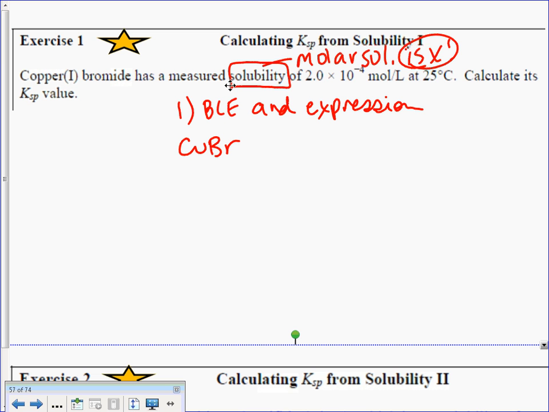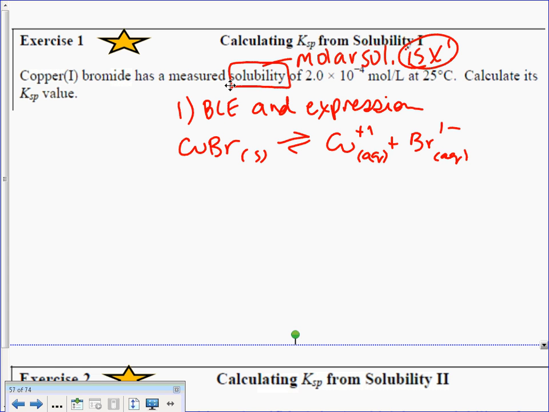CuBr, solid. Okay, I need you to write your states of matter here. It equilibrates in water to Cu1 plus and Br1 minus. And leave yourself space underneath it because you might want to use your BCE as the beginning of your ICE box, or RICE box, or whatever you want to call it, okay?